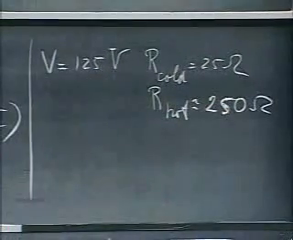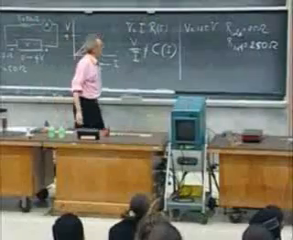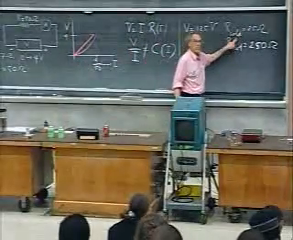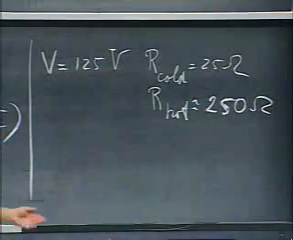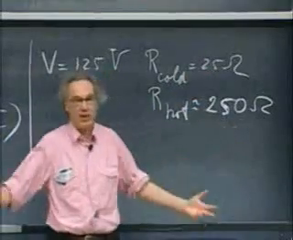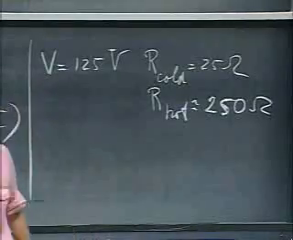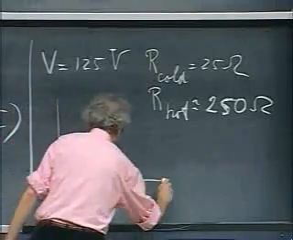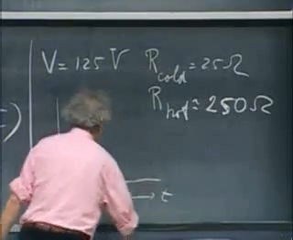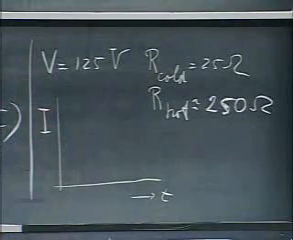So if I take the cold resistance, then I would get 5 amperes, but by the time that the bulb is hot, I would only get half an ampere. It's a huge difference. And what I want to show you, again with the oscilloscope, is the current as a function of time.